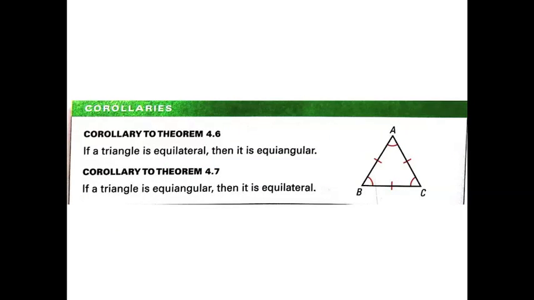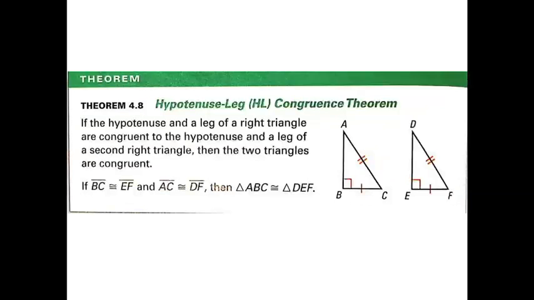Here we have a couple of corollaries. Basically, if you extend the idea of isosceles to equilateral, if a triangle is equilateral, then it's equiangular. So if the three sides are congruent, then the three angles are congruent. And the other corollary, if it's equiangular, then it's equilateral. So if you know the three angles are congruent, then that tells you the three sides are congruent. Again, pause if you need to.